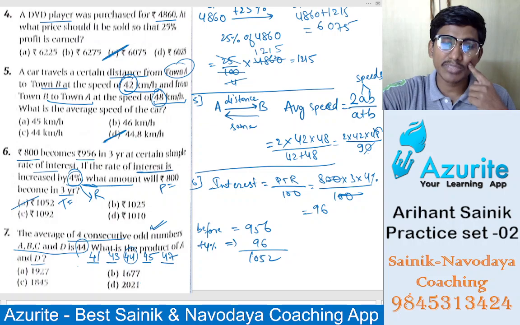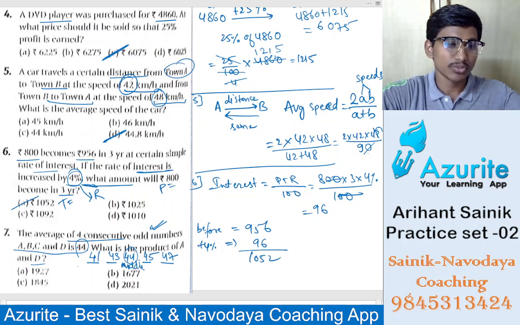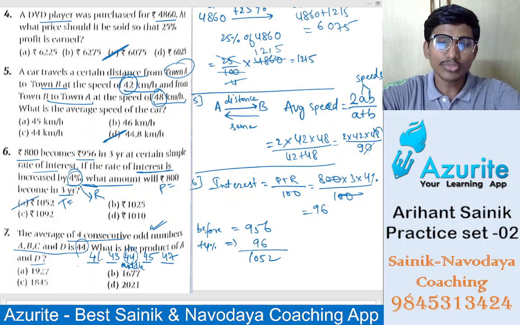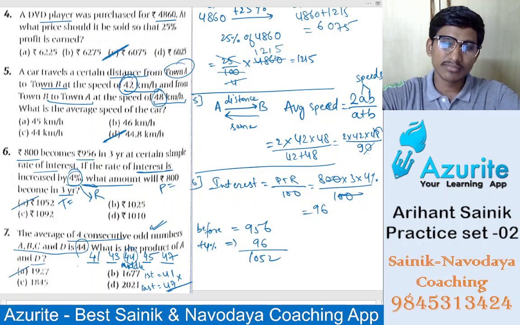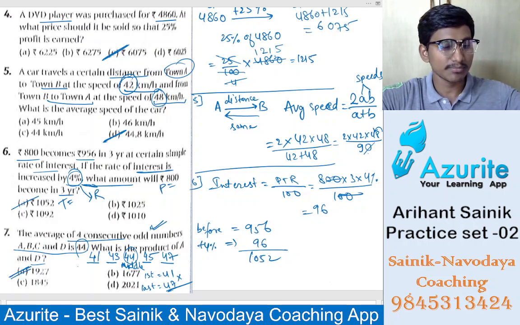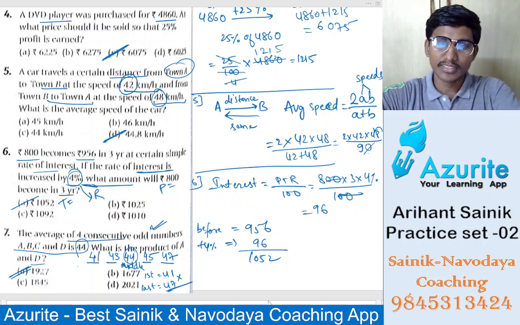So what is the first number? This is the middle number. Always the average will be the middle. So 41 into 47. First number is 41 and last number is 47. If you multiply, what answer will you get? 1927. Answer is option A. Okay? Fine. So that is how you have to do.